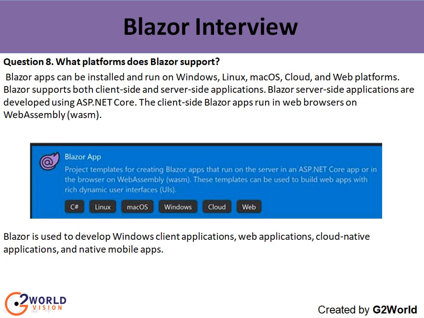Question number 8. What platforms does Blazor support? Blazor apps can be installed and run on Windows, Linux, Macs, cloud, and web platforms. Blazor supports both client-side and server-side applications. Blazor server-side applications are developed using ASP.NET Core. The client-side web applications run in the browser on WebAssembly, WASM. Blazor is used to develop Windows client applications, web applications, cloud-native applications, and native mobile apps.